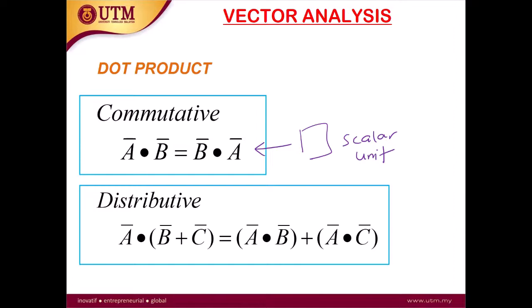Next is the distributive property. Let's say you have vector A dot product with B plus C. So this is basically equal to A dot B plus A dot C. It will be the same.